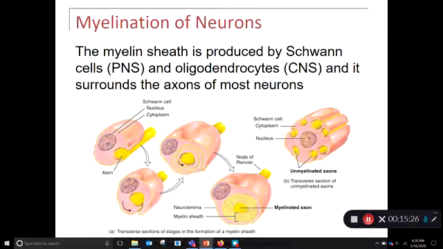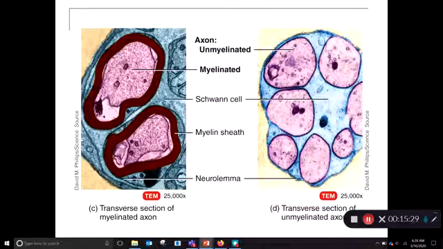Now, here it is in all its beauty. Here, that nice thick brown part. With this cross section here, you're not going to see any myelination, or in a more technical term, unmyelinated.